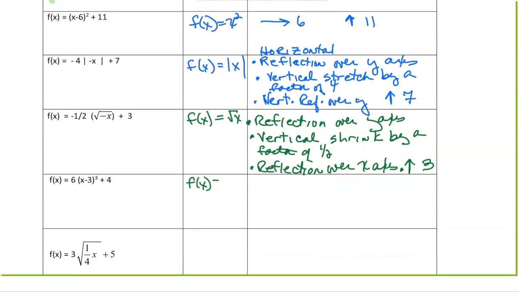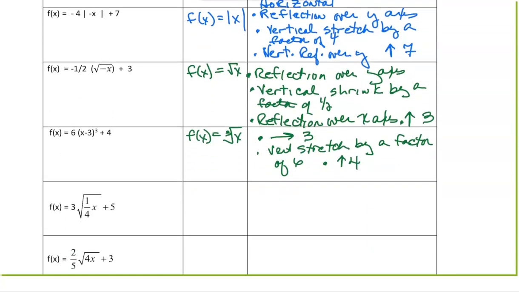Okay, next one. F of x equals the cubed root of x is my parent function. So what's happening? So inside, we're going to move right 3. Then we're going to do a vertical stretch by a factor of 6. And lastly, we're going to move the whole curve up 4.